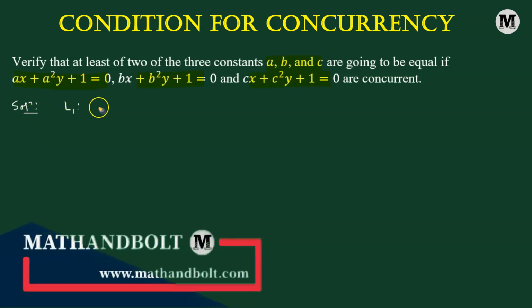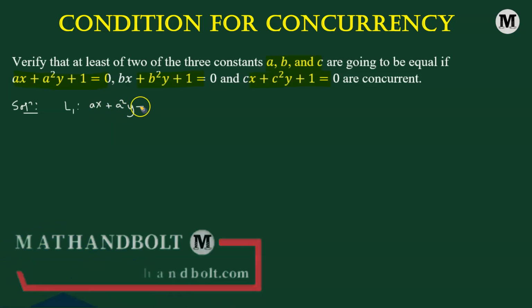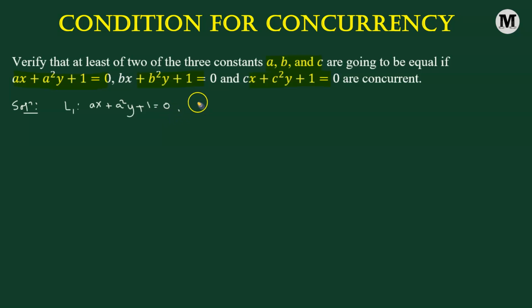So let's say we have the line L1 with the equation ax + a²y + 1 = 0. Then we have the line L2 with equation bx + b²y + 1 = 0. And then we have the line L3 with the equation cx + c²y + 1 = 0. Now we have to show that of these three constants a, b, and c, at least two of them have to be equal, provided that these three lines L1, L2, and L3 are concurrent. So concurrent means they are going to have a common intersection point.